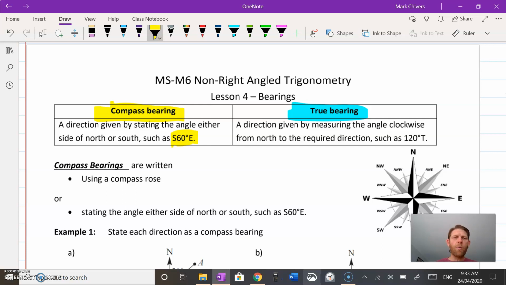Whereas a true bearing is always taken from north and is always 3 digits. It has to be 3 digits. So if we had an angle of, say, 20 degrees as a true bearing, it'd be written as 020 degrees. And that way we know that it's a true bearing.